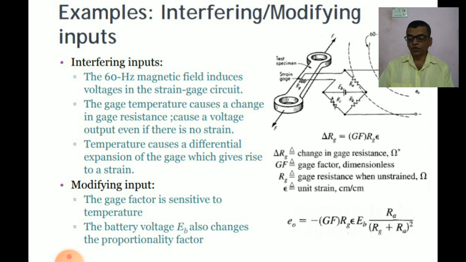Then modifying input: in that case, the factor modifies the input-output relationship. That factor is the gauge factor. So some proportionality factor that we have to introduce, to nullify the effect of the interfering as well as desired input. Okay, so the gauge temperature will be the modifying input. Okay, so this is regarding the desired input, interfering input and modifying input. Thank you.